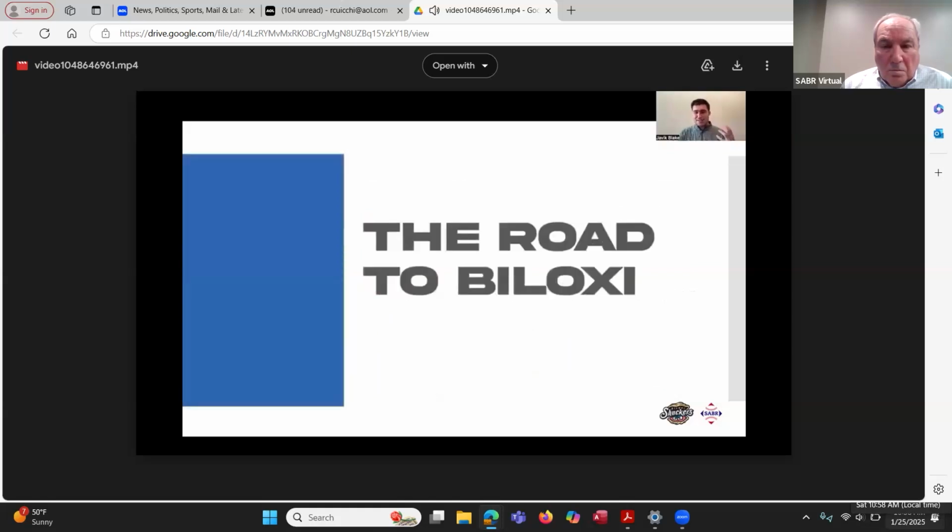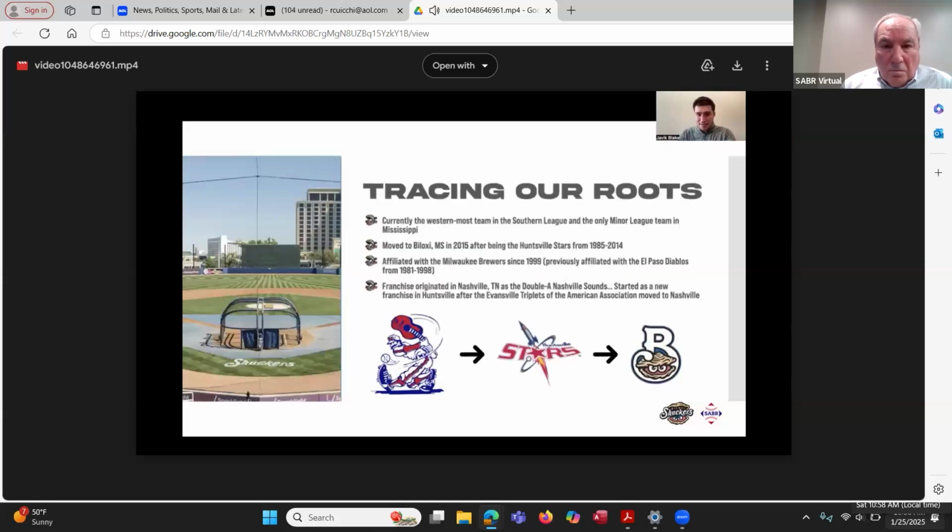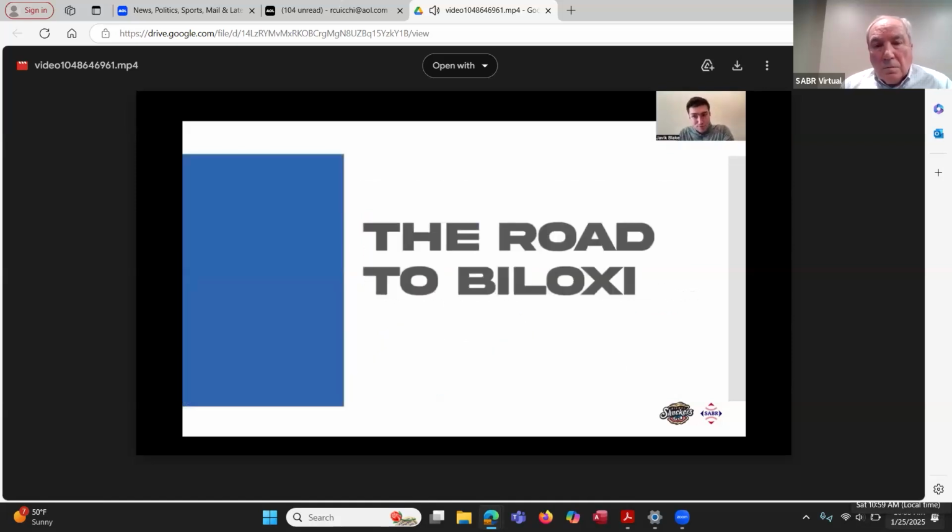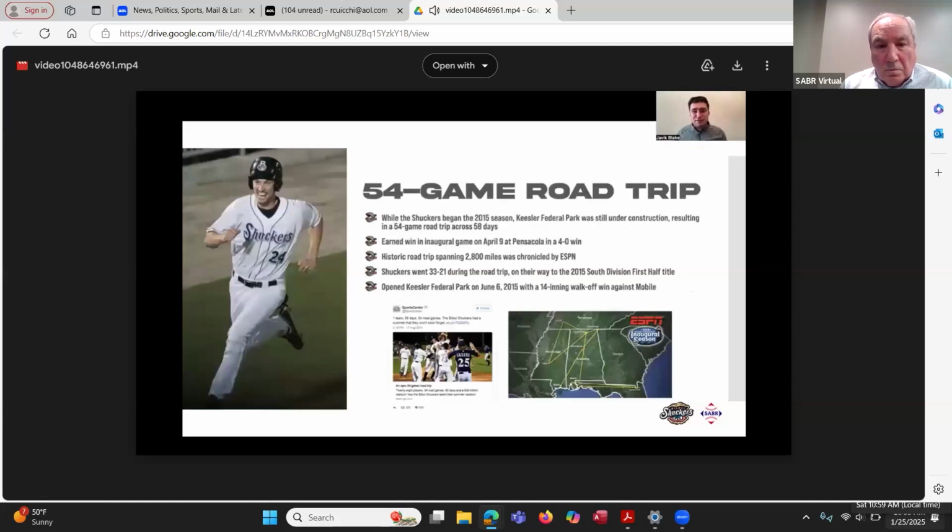So the road to Biloxi, you go back to here, to 2014, moved to Biloxi in 2015 now. Anybody from around the coast remembers the 2015 Shuckers, or whoever read ESPN the Magazine in 2015, there was a really, really long road to get to Biloxi. So here's the road to Biloxi. We played 54 consecutive games on the road, and somehow that team won a first half title.